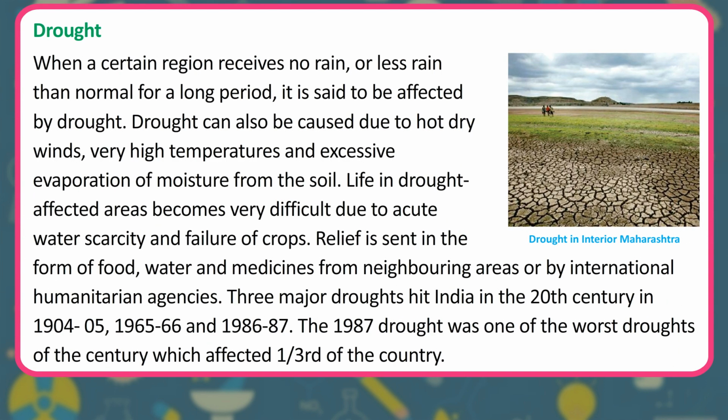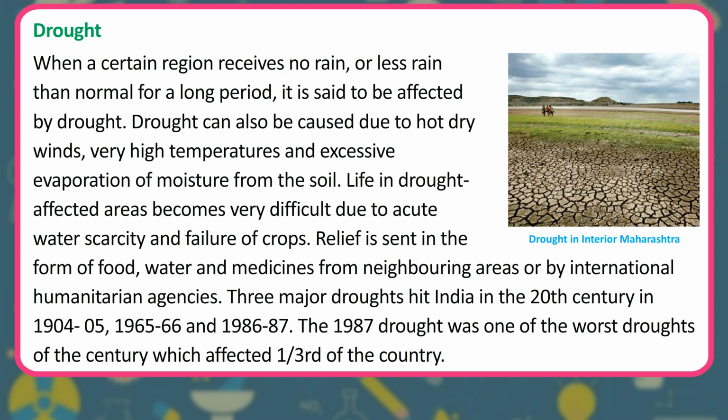Drought. When a certain region receives no rain, or less rain than normal for a long period, it is said to be affected by drought. Drought can also be caused due to hot dry winds, very high temperatures and excessive evaporation of moisture from the soil. Life in drought-affected areas becomes very difficult due to acute water scarcity and failure of crops. Relief is sent in the form of food, water and medicines from neighboring areas or by international humanitarian agencies.